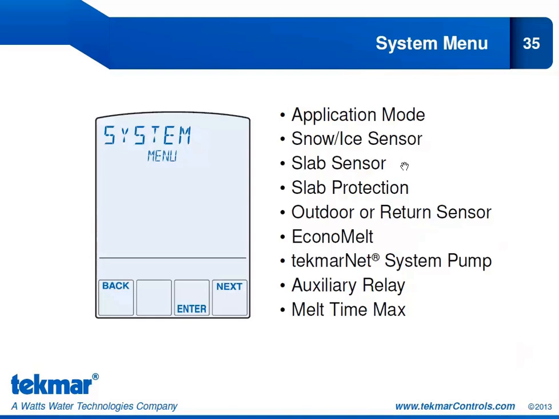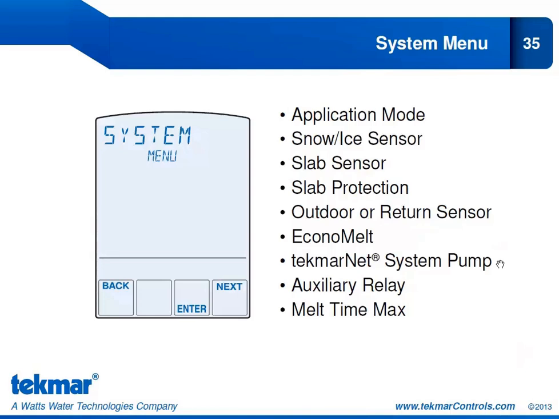You will also specify whether or not you have a slab sensor in your system. You can turn slab protection on or off. You will configure that shared outdoor or boiler return sensor input for either the outdoor or the return sensor. You can choose to do economelt, and we'll talk about that in a couple slides.